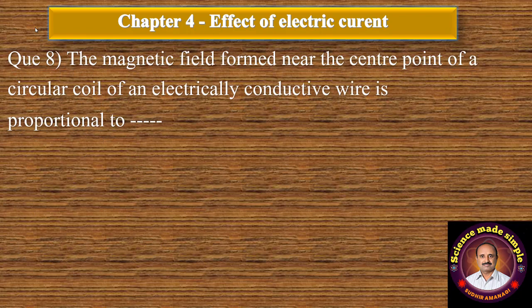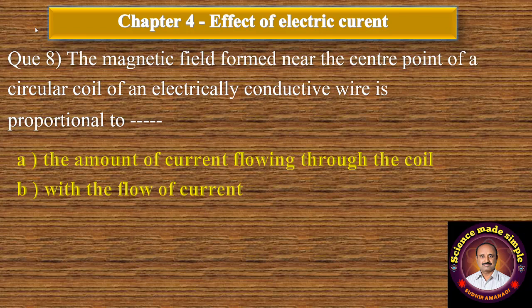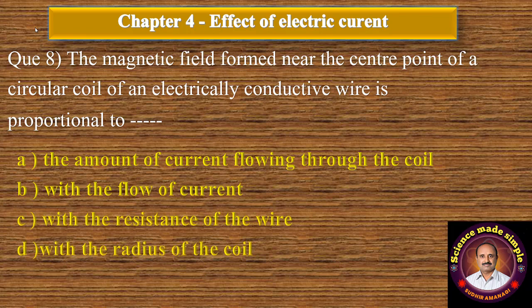Question number 8. The magnetic field formed near the center point of circle coil of an electrically conductive wire is proportional to dash dash. Option A, the amount of current flowing through the coil. B option, with the flow of current. C, with the resistance of the wire. And D, with the radius of the coil. The option A is the correct answer, the amount of current flowing through the coil.